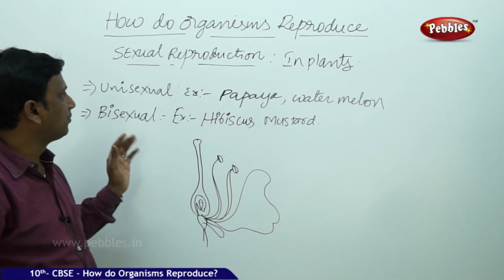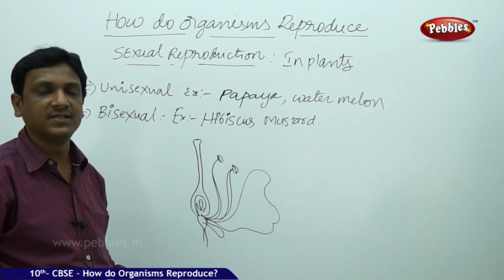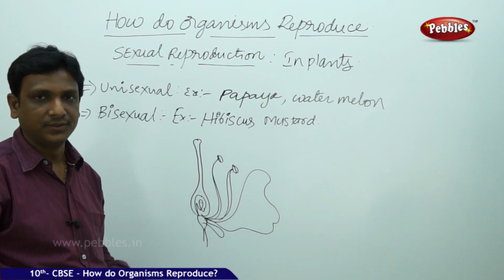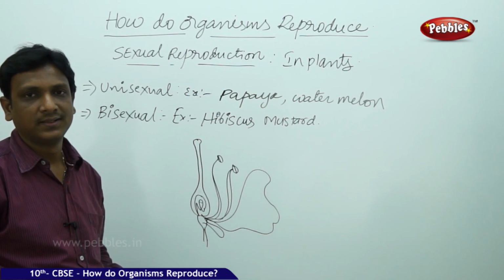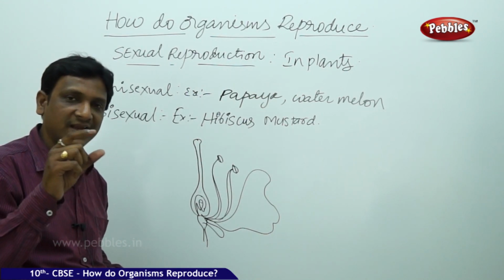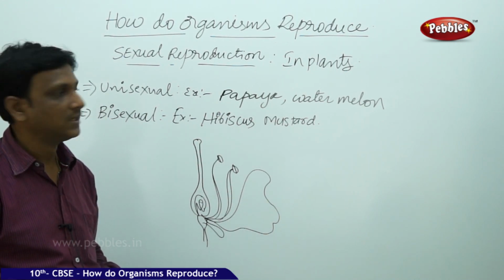So now let us see the sexual reproduction in plants. I already told you the flower is the reproductive unit. It consists of reproductive parts. Some flowers consist of both male and female parts. Some flowers consist of either male or female parts.